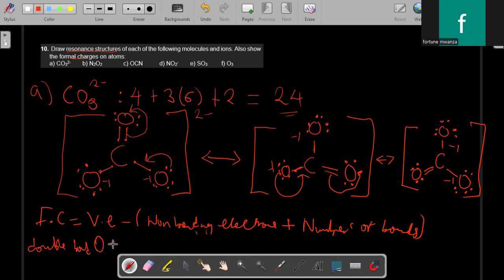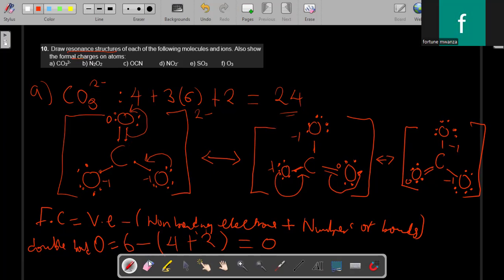Oxygen. Let's check the formal charge for this oxygen with a double bond. You know the valence electrons for oxygen is 6, minus the non-bonding electrons, which are now 4. These are the electrons that don't pair, so they are 4. Plus the number of bonds: this oxygen with a double bond has 2 bonds, so plus 2, which is 6 inside there. 6 minus 6 gives you 0. So all these oxygens with a double bond have a formal charge of 0.